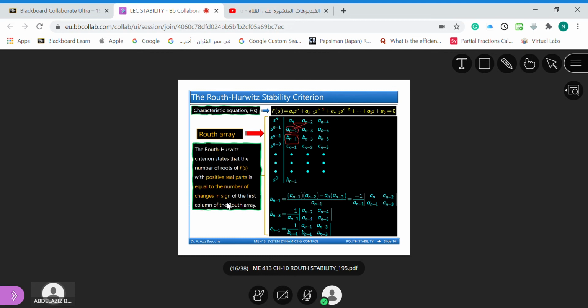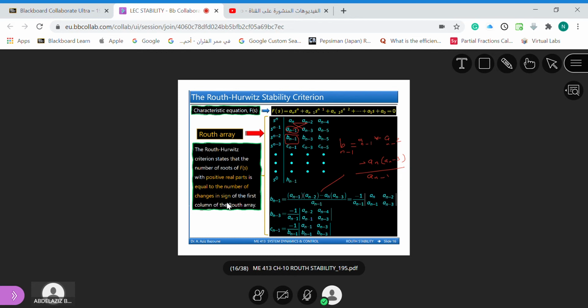So I will write it here. It's written here, but I will repeat it. bn minus 1 will be simply an minus 1 multiplied by an minus 2, minus an times an minus 3, over an minus 1.